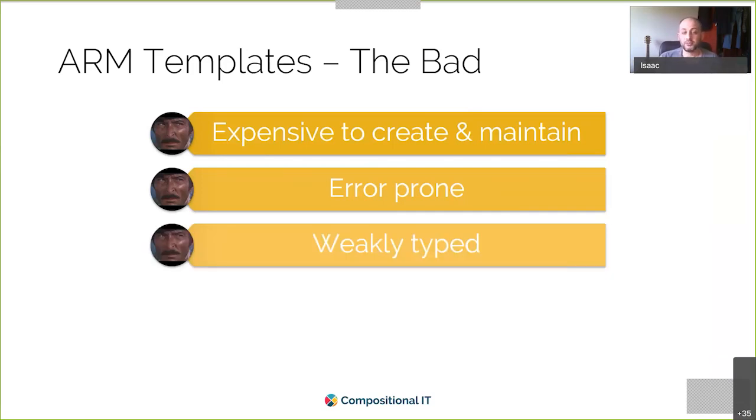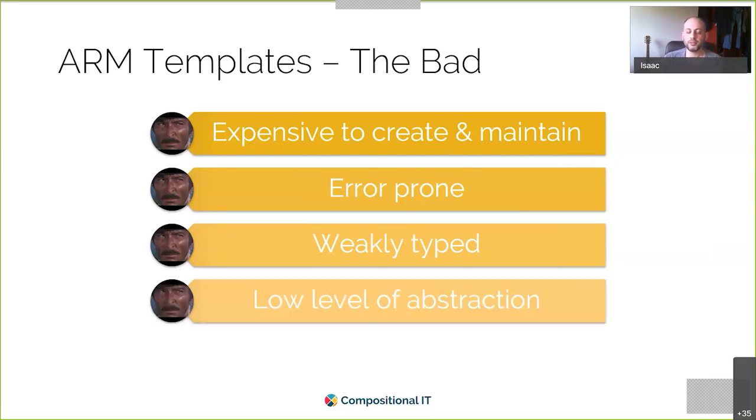It's weakly typed because it's JSON. There is no type system as such. There is some support, but as I'll show you later, you reach the boundaries of that relatively quickly. It's a low level of abstraction, so ARM templates are really geared towards the services that Azure provides you, rather than how I think we tend to reason about the services and products we want. For example, in Azure, we think of web apps as a single thing, but Azure treats them as actually two separate components, a service plan and a web app.